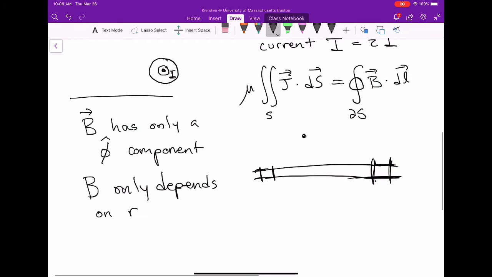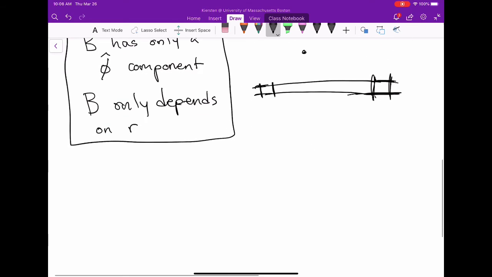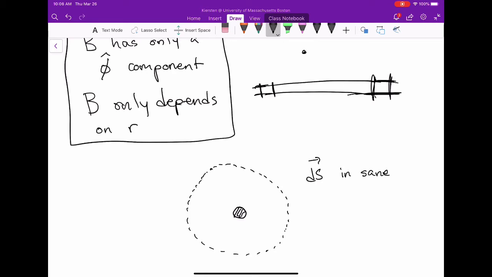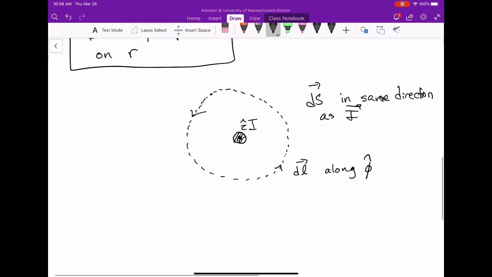So based on these two facts that we have deduced from symmetry, we can choose an Amperian contour. Here's our wire again. We're going to choose that contour to be a circle around the wire. And we'll choose the direction of the contour so that dl is in the same direction as the current. So if the current is still coming out of the board, then dl is along the phi direction like that.